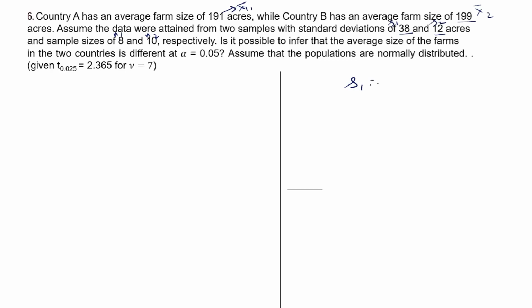So here if we see S1 is 38 and S2 is 12. Here let us check the ratio of their variances. S1 square upon S2 square. Here 38 square is 1444 upon 12 square.